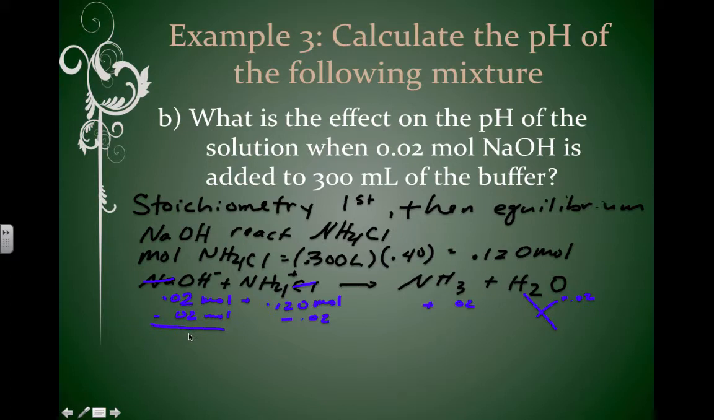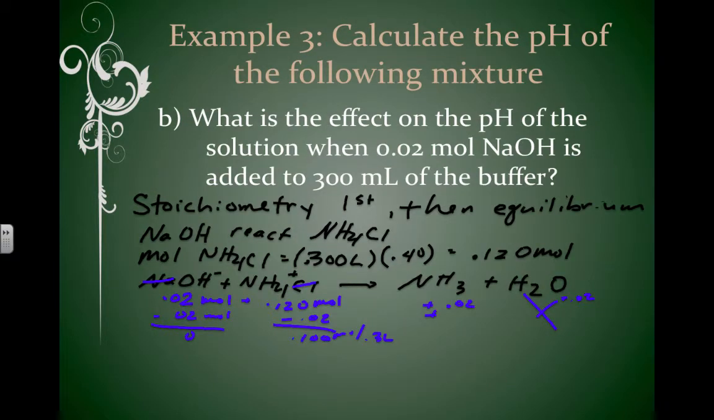So I have none left of my hydroxide. I have 0.100 moles in 300 milliliters, and here I have 0.02 moles plus what I had before. What did we have before? I have to look.